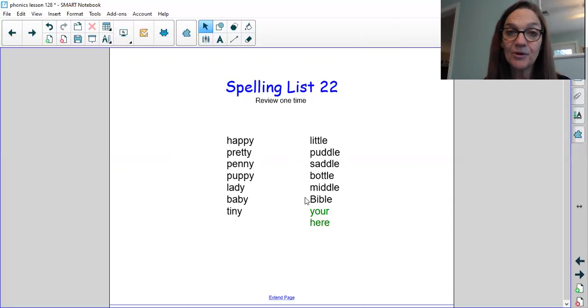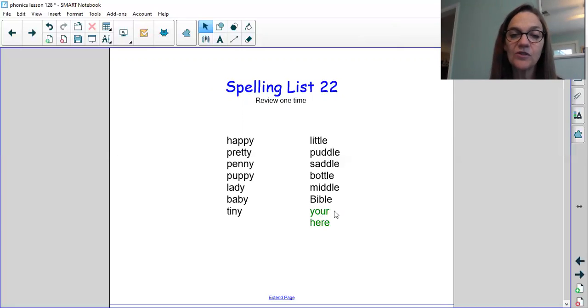Look at the word Bible. It must start with a capital letter when you spell it because, number 1, it's God's word. Number 2, it's the title of a book. And we know that the titles of books, songs, passages, stories, chapters start with a capital letter.